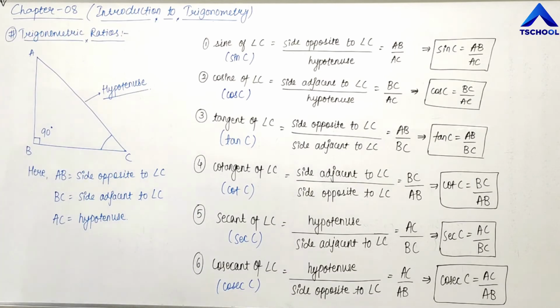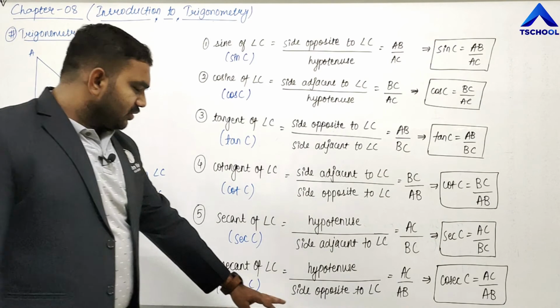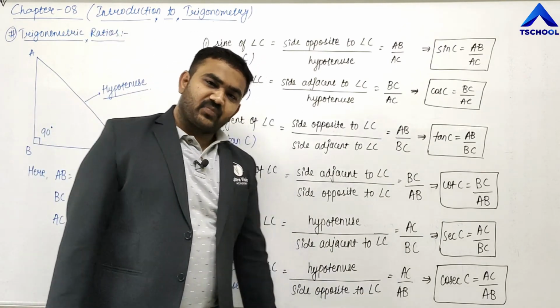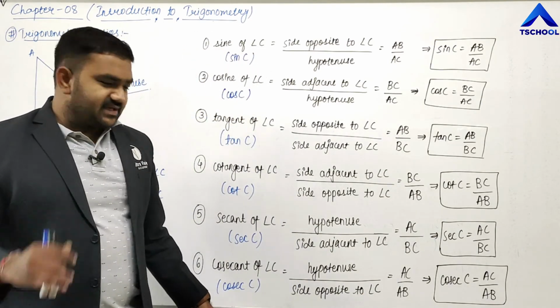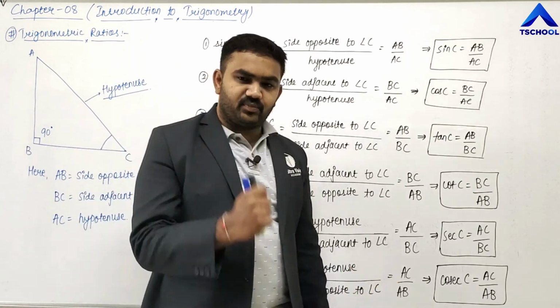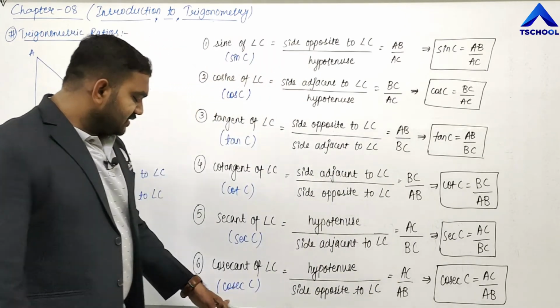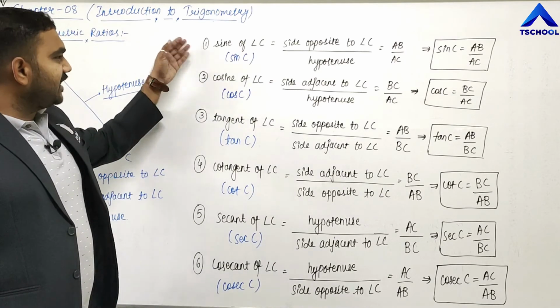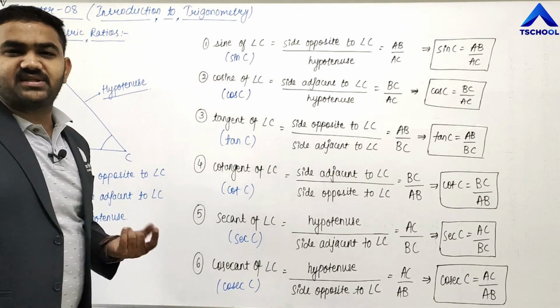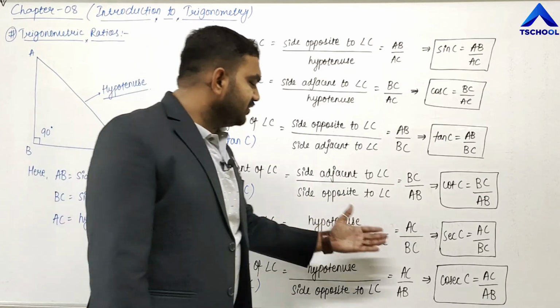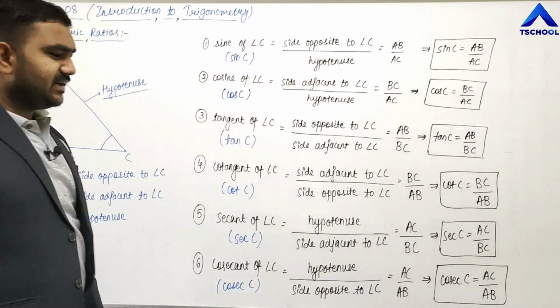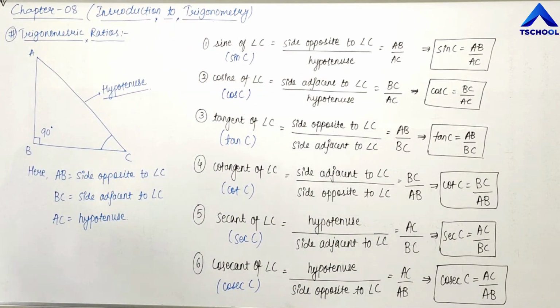And last one, friends, cosecant of angle C, that is hypotenuse upon side opposite to angle C, shortly written as cosec C, that is AC upon AB. Again, this cosecant of angle C and sine of angle C are both relatable because they are exactly inverse of each other. Hence cosec C directly is written as AC upon AB. Right? So these are the 6 different ratios, friends, that we get from this triangle.